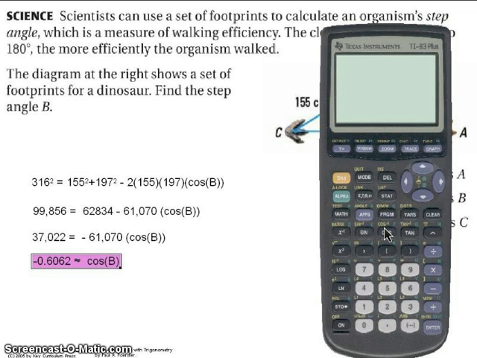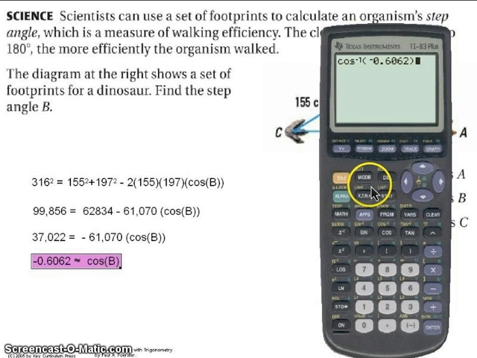So in this problem, we're going to do second, press the cosine button. That'll give me the inverse of the cosine. Now I'm going to type in what the ratio is. In this problem, the ratio is negative 0.60662. I will type that number in, negative 0.6062, close a parenthesis, and that is going to give me the angle that I want.